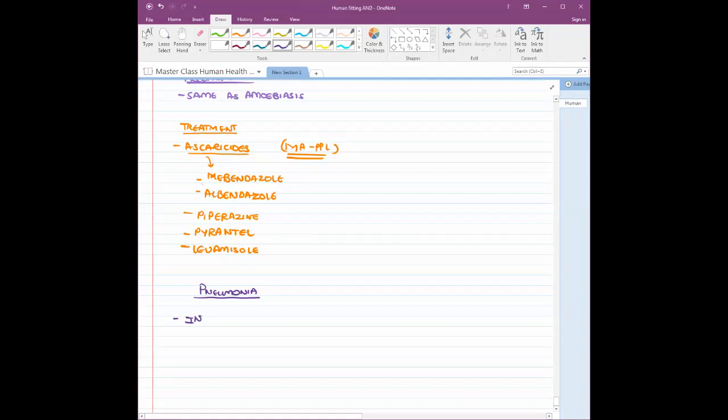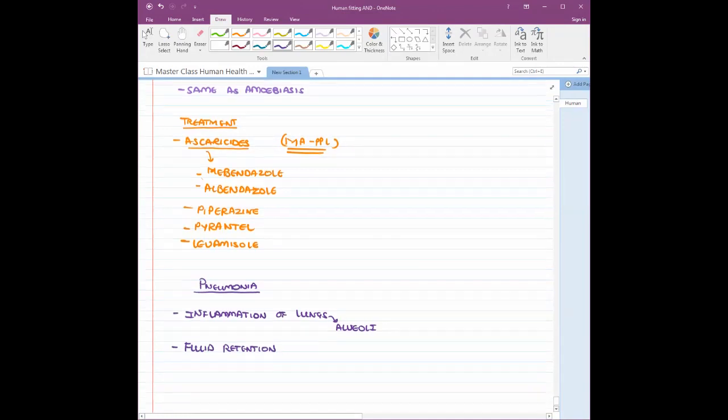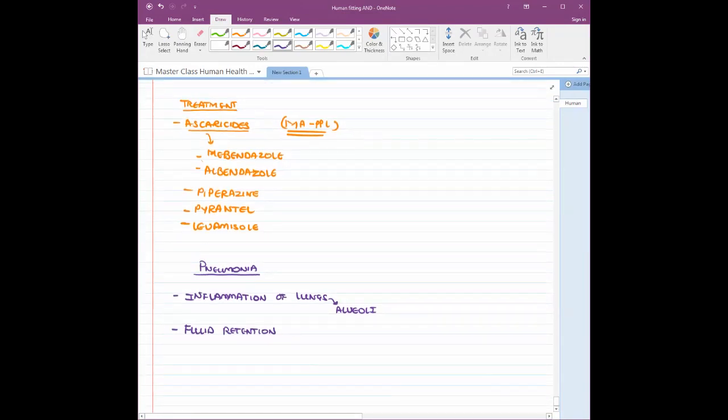So first thing, guys, pneumonia is going to result in the inflammation of lungs, that is nothing but your alveoli. Inflammation of lungs or alveoli. And the second most important thing, guys, there is going to be fluid retention inside the lungs.